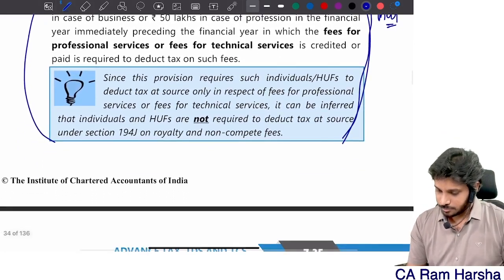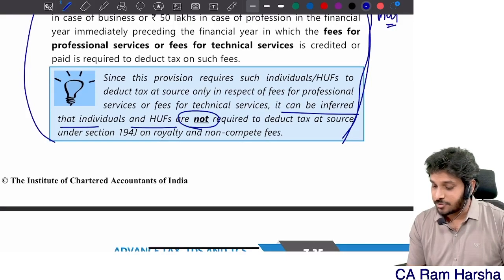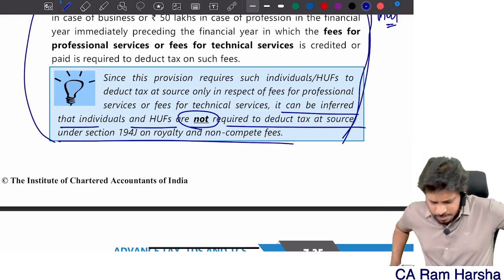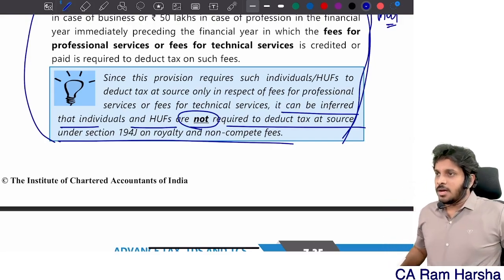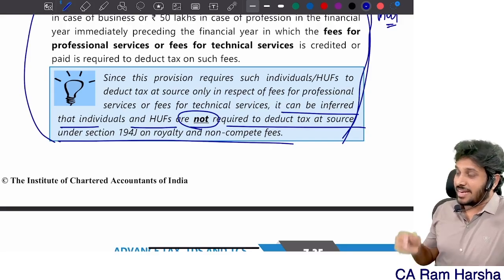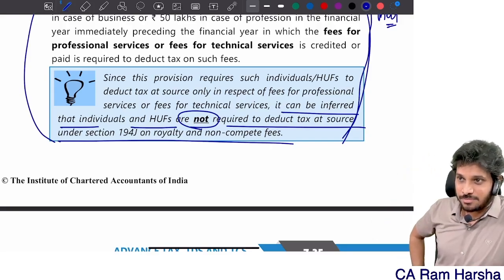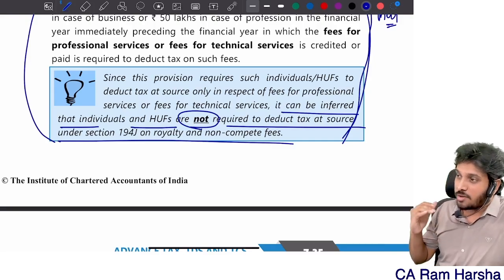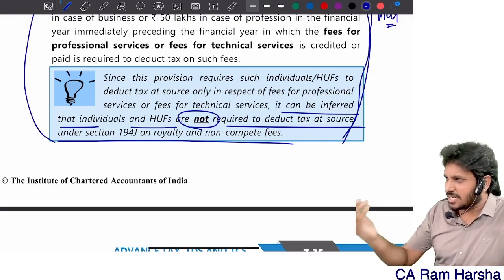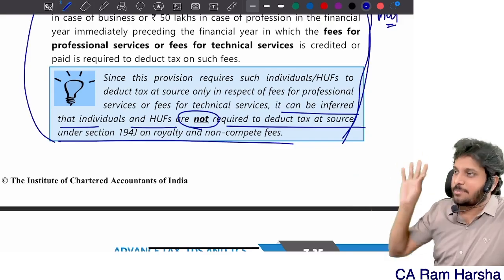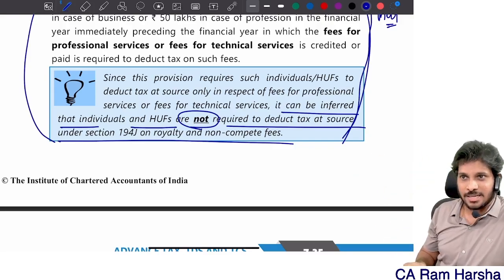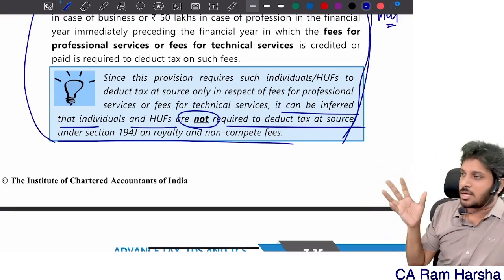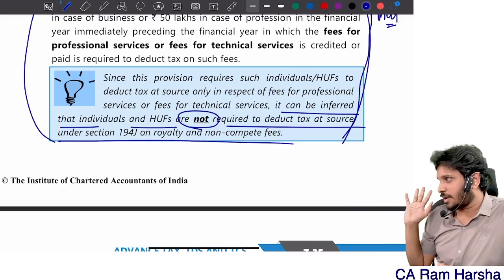Since it can be inferred that individuals and HUF are not required to deduct TDS under 194J on royalty and non-compete. Let me correct this a little bit. What they are saying is, for individuals and HUF, this section is applicable when their gross turnover is exceeding 1 crore, or when professional receipts are exceeding 50 lakh. This limit is applicable only for these two fees. Royalty, non-compete fee, this provision will not apply for individuals and all.